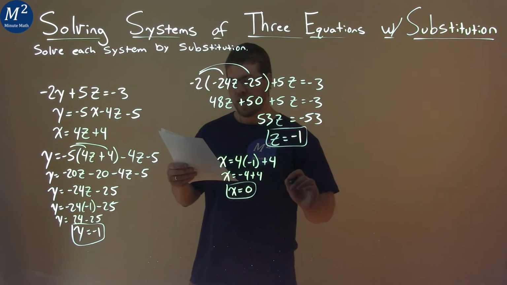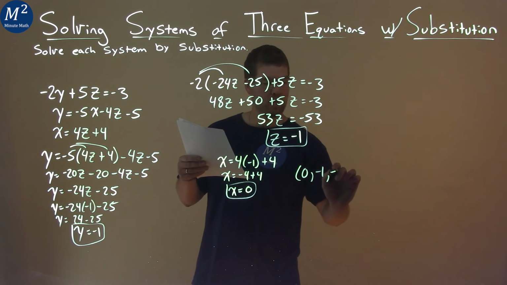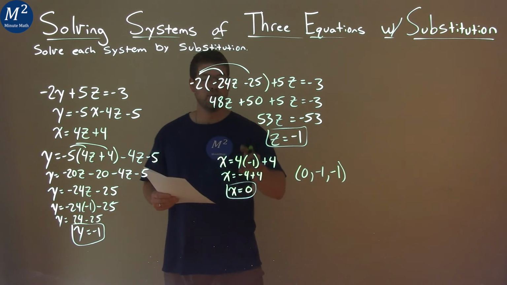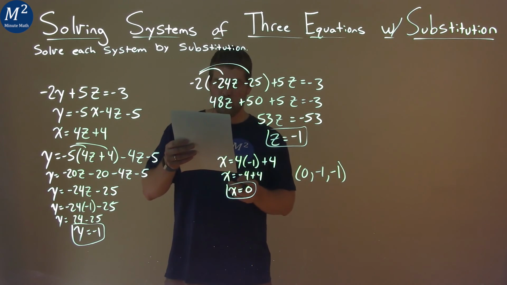So we have our three answers. We can write them as a coordinate point, 0, negative 1, negative 1, and that's our final answer. x is 0, y is negative 1, and z is negative 1.